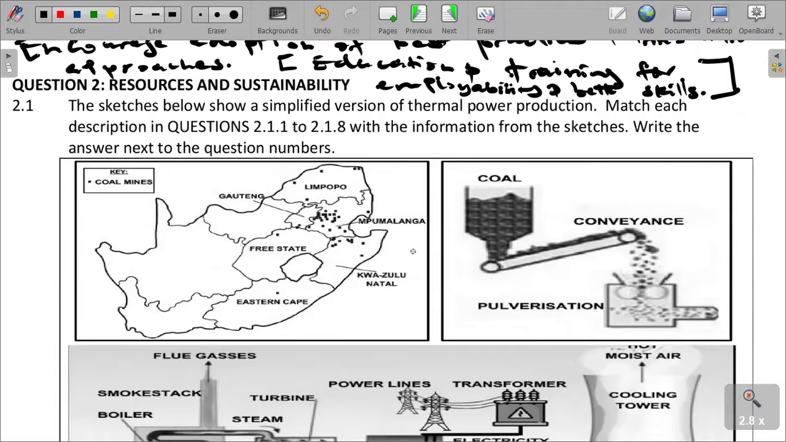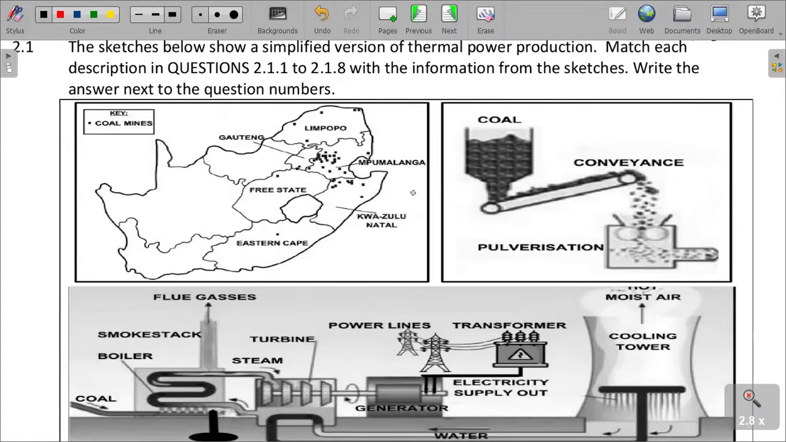Let's quickly look at this sketch, which shows a simplified version of thermal power production. Match the description with the information from the sketch next to the question numbers. So we are given these questions here, and we need to match the description with the information on the sketch.